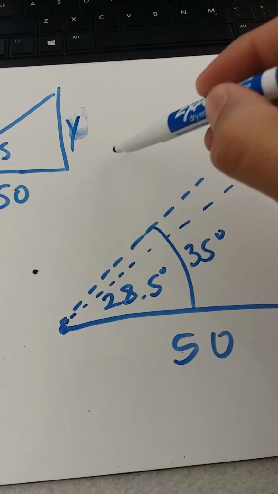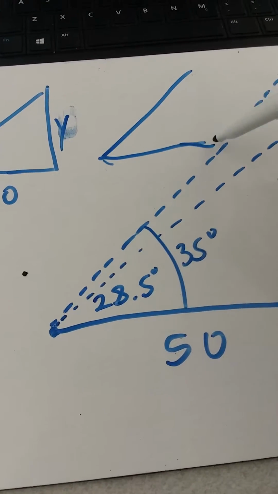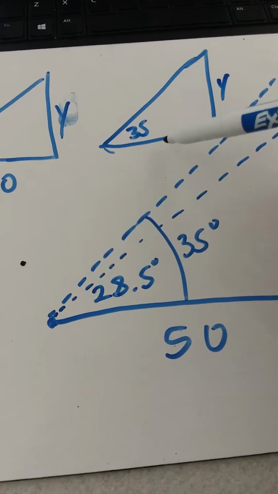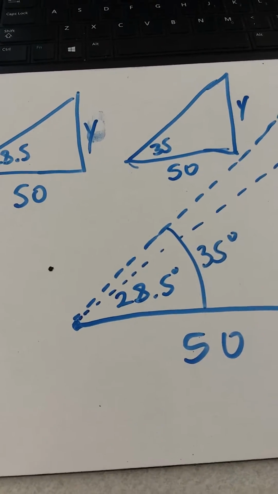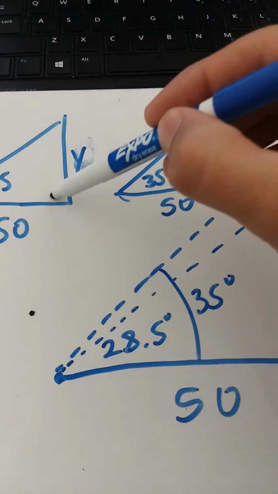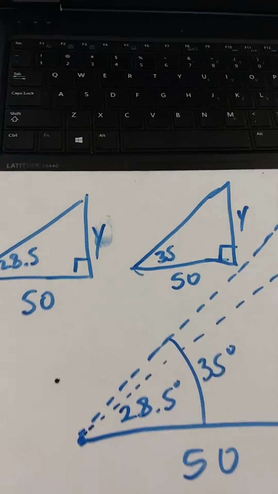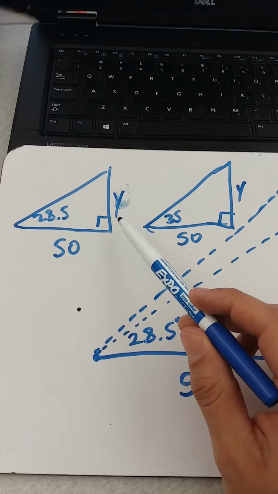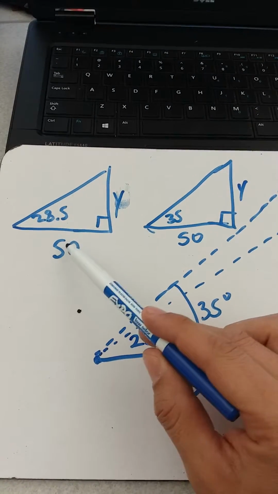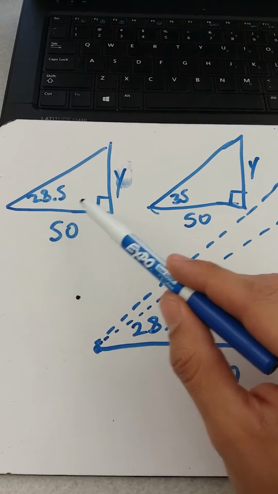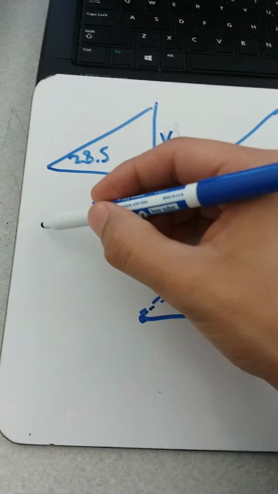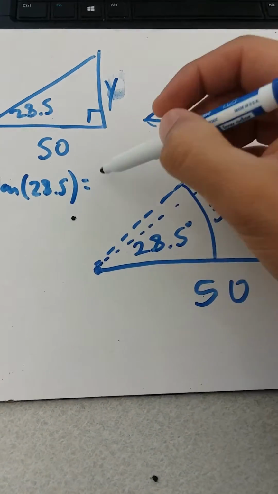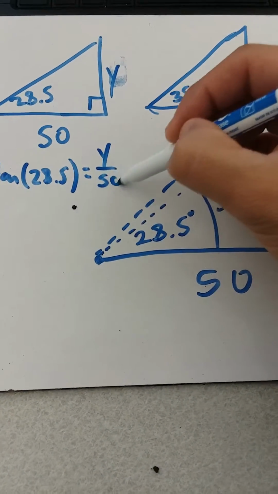My other one, a very similar triangle, has an angle of 35, unknown height, and a base of 50. So now I can choose between my three basic trigonometric ratios to see which one helps me find this side. If I remember my trig ratios, this would be the adjacent side, this would be the opposite. So for both of these calculations, I'm going to use tangent. For the first calculation, I'm going to say tangent of 28.5 equals opposite, or y, over adjacent, 50.